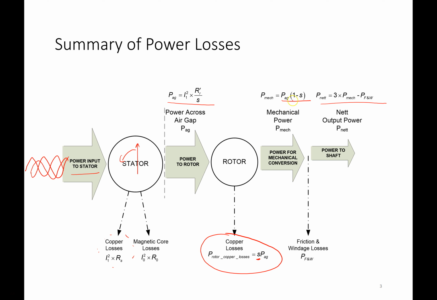The rest of it, 1 minus slip multiplied by the air gap power, goes into the mechanical power, and some of that mechanical power is used to overcome drag forces and to move the mass of the rotor, and then the remainder is what is available to the user.